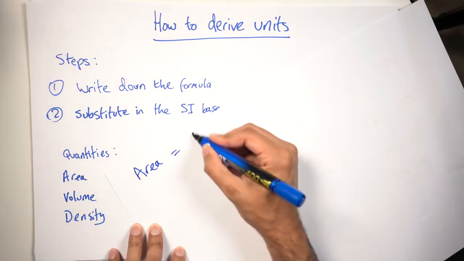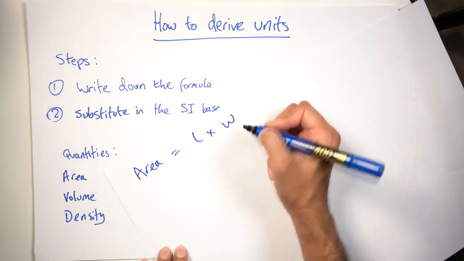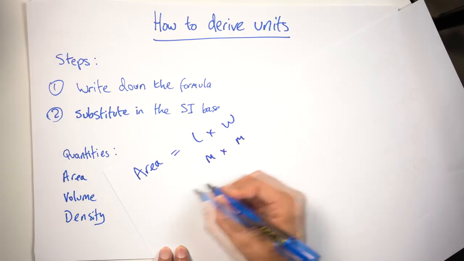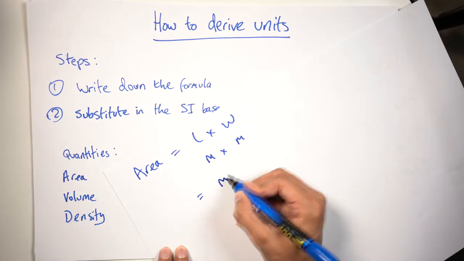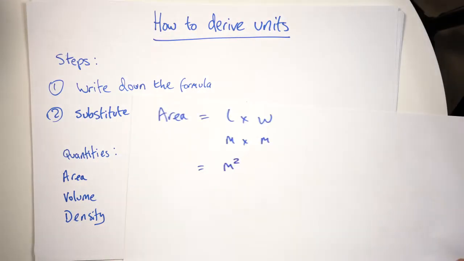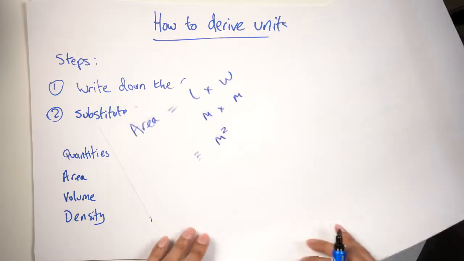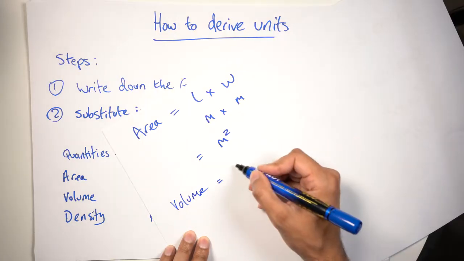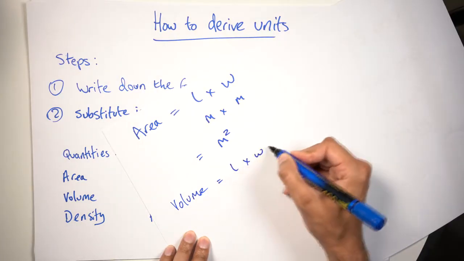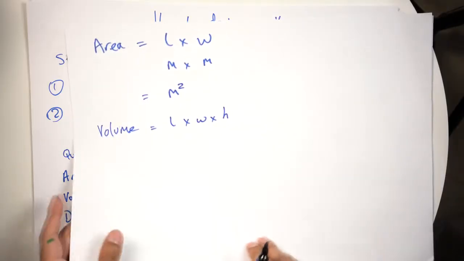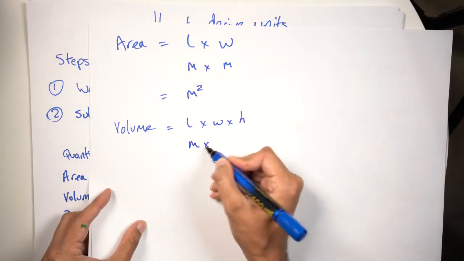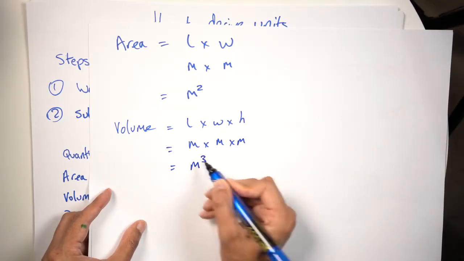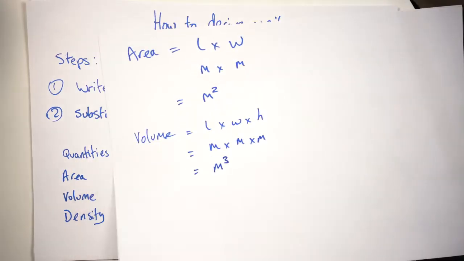Now we know area is length times width. Both length and width are measured in meters, so it's meters times meters. So the derived unit would be meters squared, nice and easy. You can do a very similar one with volume. If you look at volume, the formula to work it out is length times width times height, which is going to be meters times meters times meters. So that's going to be meters cubed. Nice and easy. Let me use another color for the rest of them.